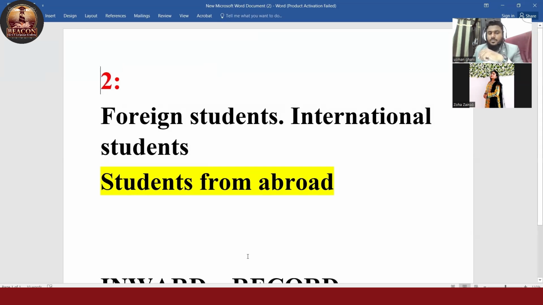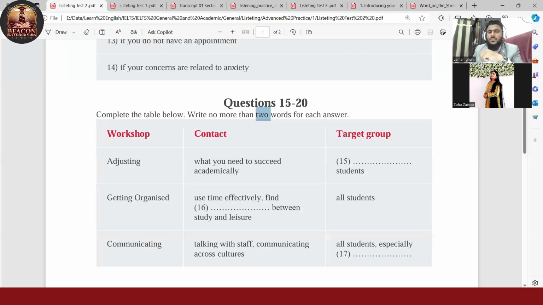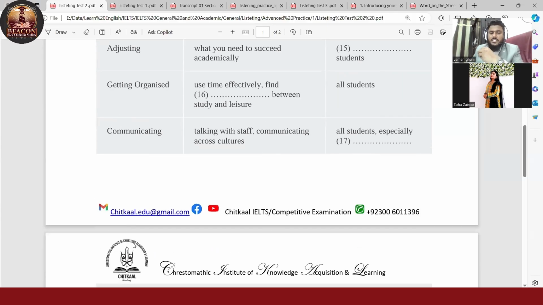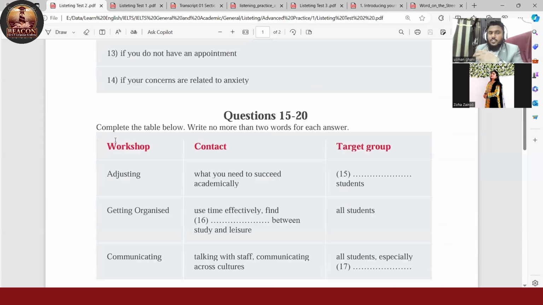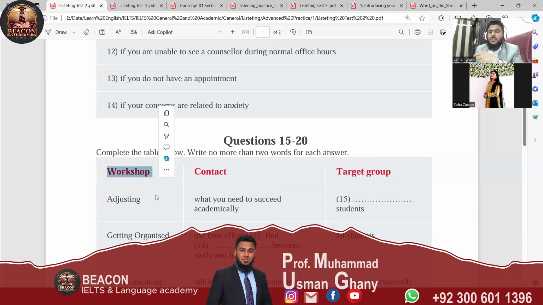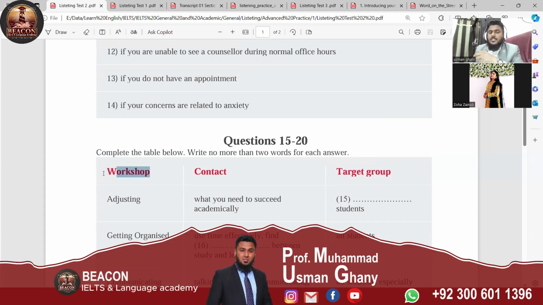Clear? Yes, sir. Okay, so I was actually talking about understanding the nature of the question. Number one is that we are bound to write only the words for an answer which is the limit provided in the question. Okay, clear? Yes, sir. Number 2, we are supposed to understand the nature of the question. For example, what is first? That is actually a workshop. It means the name of a workshop. The first one is adjusting, getting organized, communicating, and the same way anxiety. So this is actually the name of a workshop, or name of a class, or name of a particular course. Do you get my point?